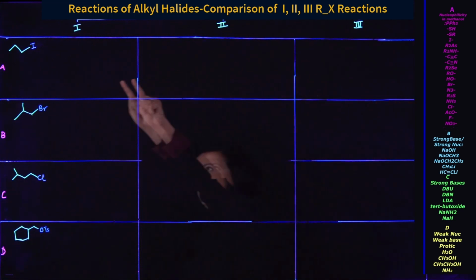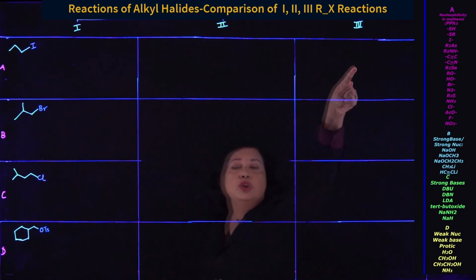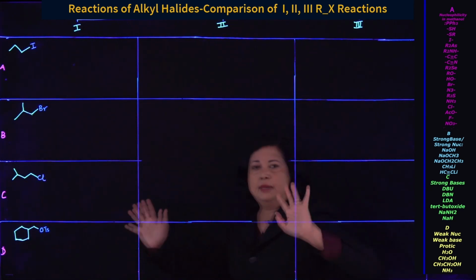So let's take a strong nucleophile and see what would happen in a primary, secondary, and tertiary environment. That's what we have here, A with primary, A with secondary, A with tertiary. Okay, so that's how this table is arranged.